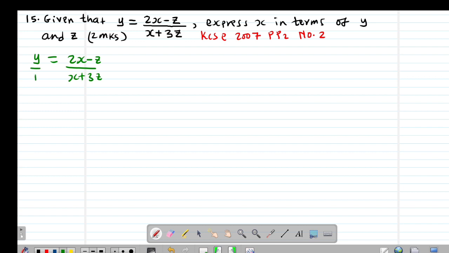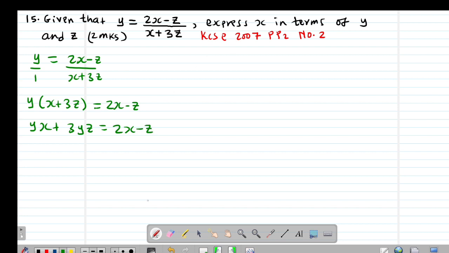So the first thing, I'm going to cross multiply. So I'm going to have y into bracket x plus 3z being equal to 1 multiplied by 2x minus z. If I open the bracket, I'm going to have yx plus 3yz being equal to 2x minus z.